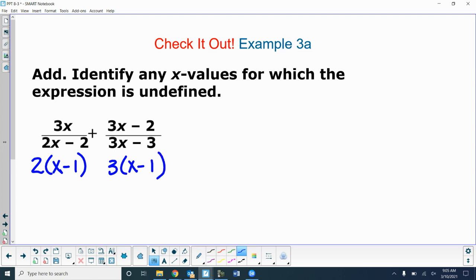Right? GCF for both? 2 goes into both of those, 3 goes into both of those, right? Oh. Isn't that what would happen when I pull out the GCF? So what's my common denominator? What shows up? Okay, x minus 1 shows up. What else shows up? 2 and 3. Right? What is 2 times 3?